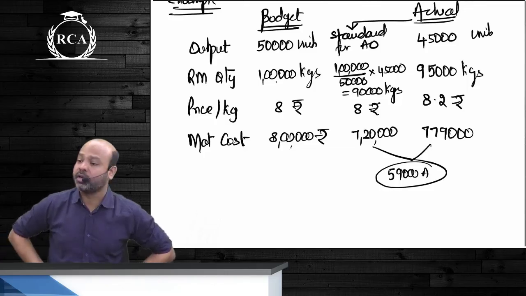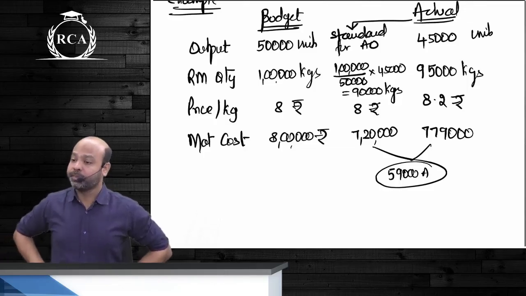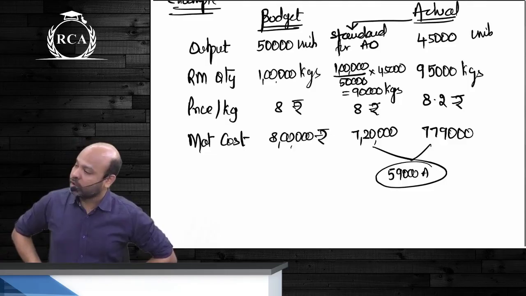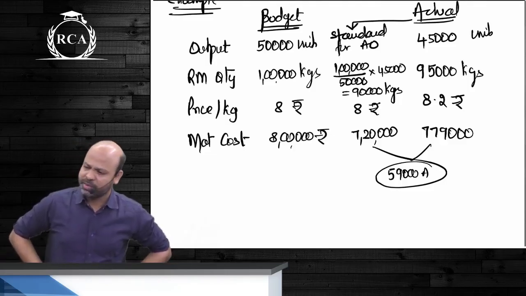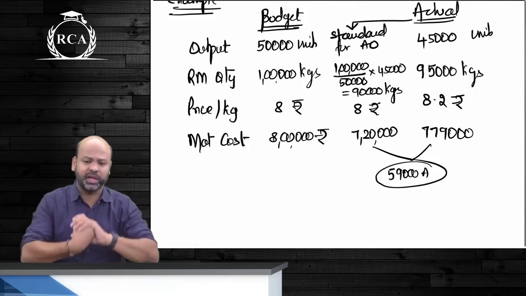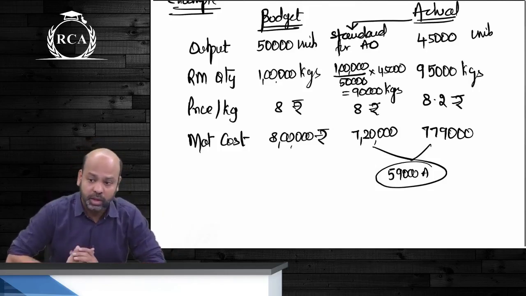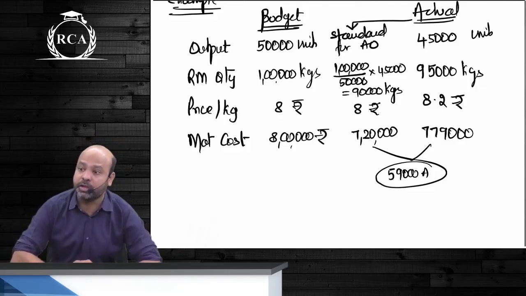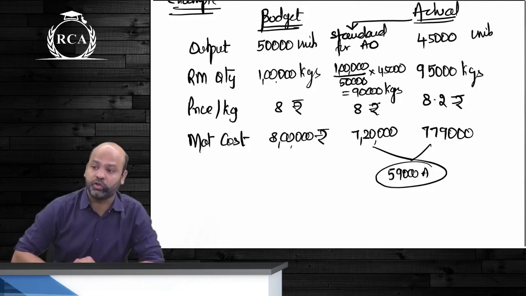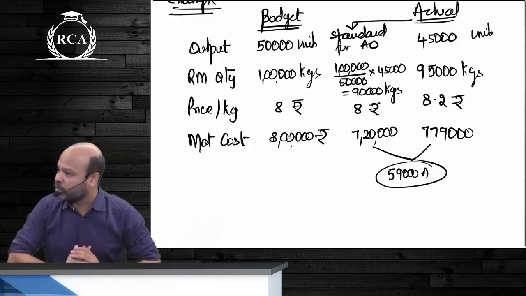The first point that we learn here is what? Do not compare actual cost with budgeted cost if the output levels are not the same. If the output levels are the same, there is no problem, because the budgeted cost itself is the standard cost for actual output. If the output levels are not the same, you first recompute what should be the amount of cost that you should have incurred for actual output.